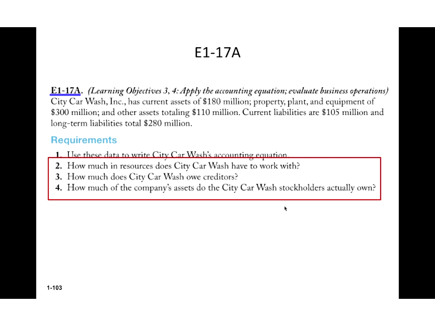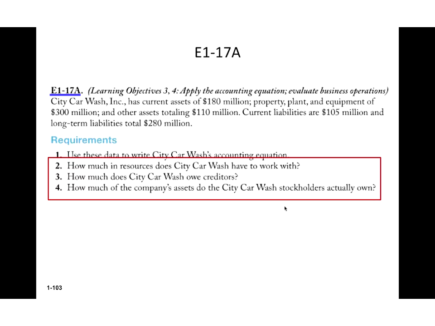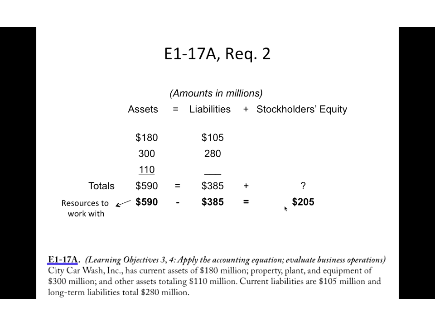So number two, the answer is the 590, the total assets figure. Number three, how much does City Car Wash owe creditors? That's the total liabilities. That total liabilities is what the company owes creditors. And then number four, how much of the company assets do the shareholders actually own? That is going to be answered by the stockholders' equity, the 205.